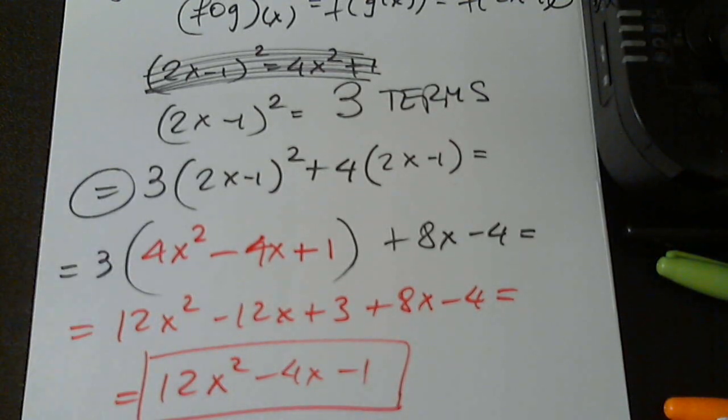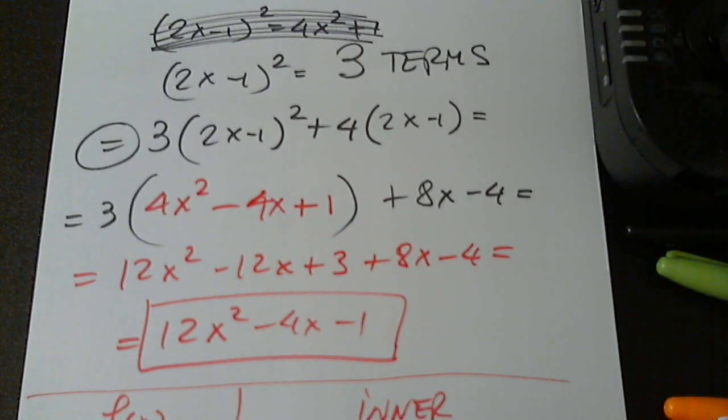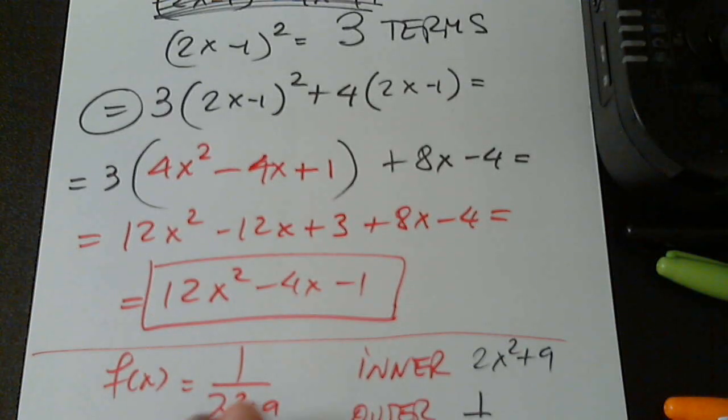Inner and outer. Anyone? Would the outer function just be 2x squared plus 9, and the inner function being 1 over x, and then the outer function being 2x squared plus 9? Excellent. The inner function is indeed 2x squared plus 9. Once we finish with this, we apply to this number the function 1 over x. Very good.